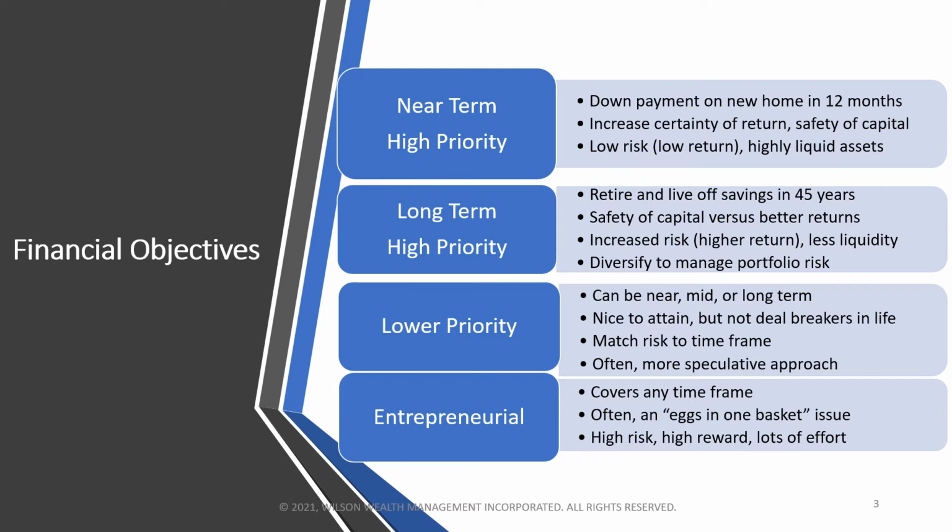On the other end, you've got the lower priority. Those can be near, mid, or long-term in nature. They're nice to have, nice to attain, but they're not deal breakers in life.